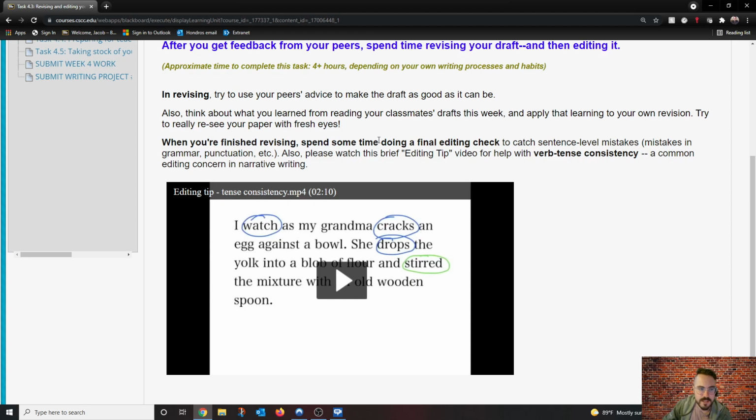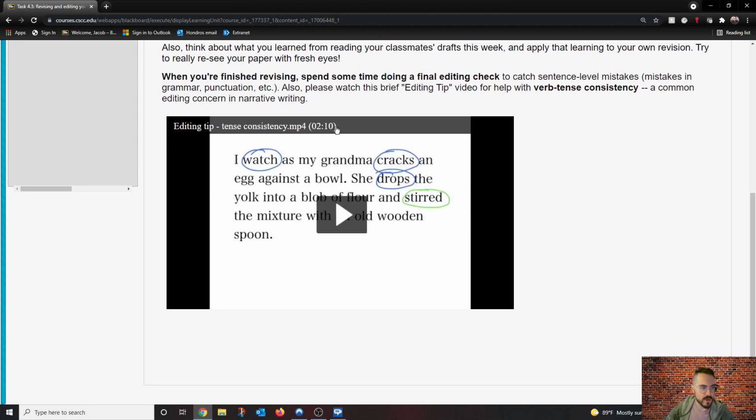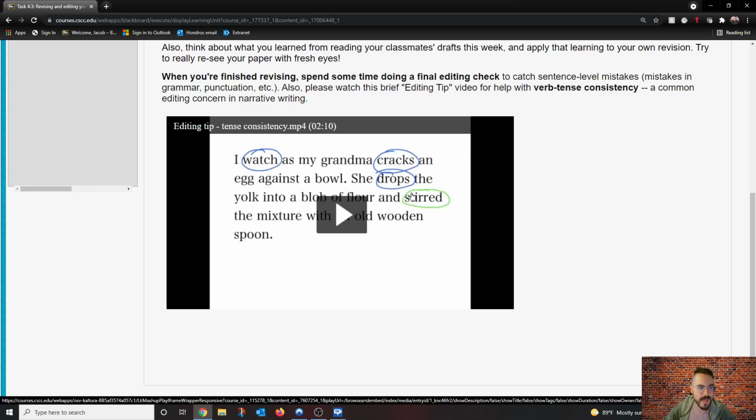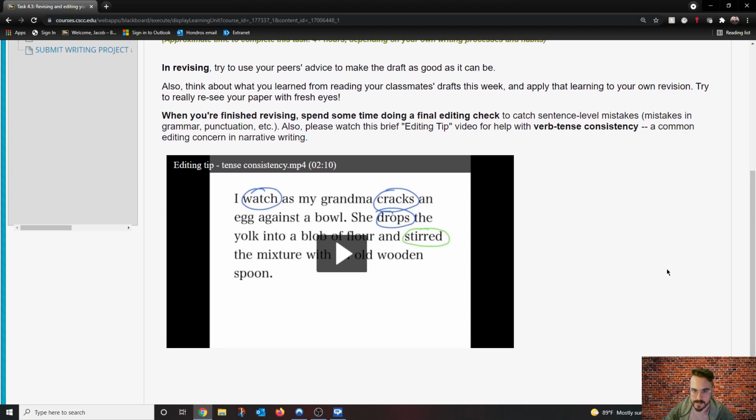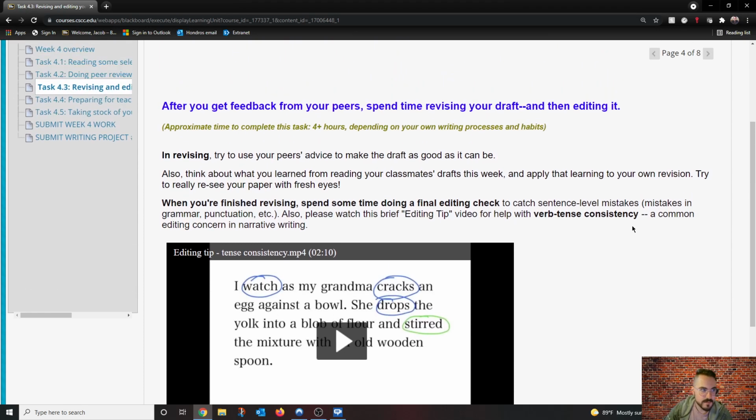After you've finished revising, spend some time editing. Revising tends to be more like the big ideas, the structure, the content of a piece of writing. Editing is more about grammar, spelling, punctuation, those sorts of things. You should also watch this video, which is an editing tip about tense consistency. A common issue in narrative writing is shifting verb tense. So perhaps starting out in past tense and then switching to future tense, or past tense, present tense. You want to make sure that your verbs are consistent.